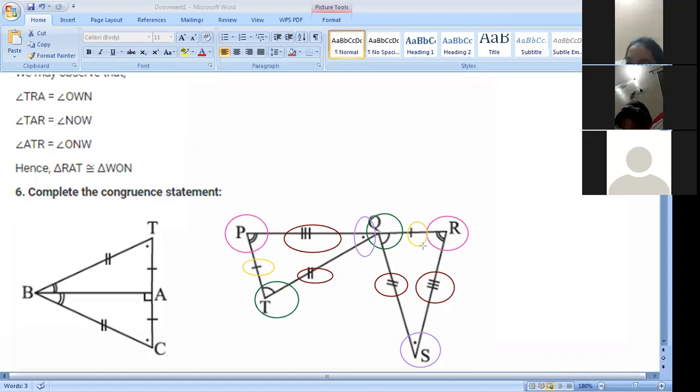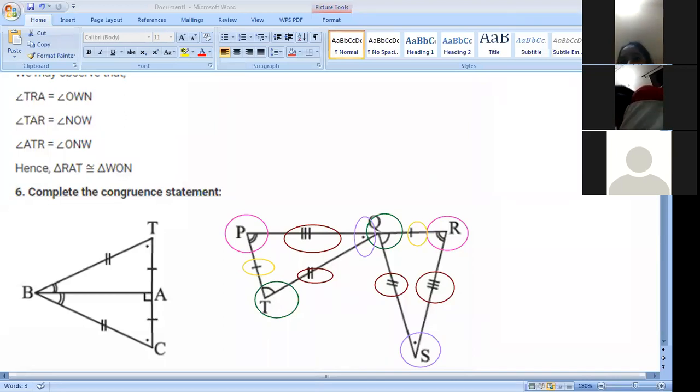Very good, Lavanya. So all the things are equal here. All the three angles are equal in triangle PTQ and QSR. All the three sides are equal: PT, TQ and PQ are equal to QR, RS and QS. So all the three sides and all the three angles are equal. That means triangle PTQ is congruent to triangle QRS.